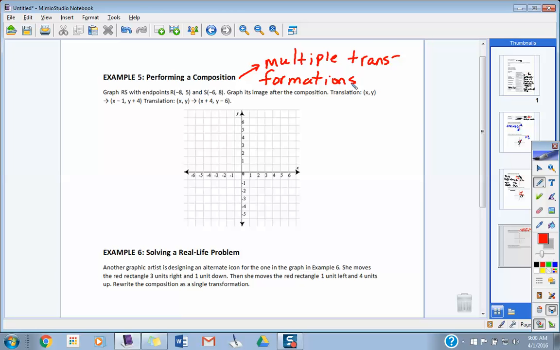All right, so here's the deal. It says graph RS with endpoints -8, 5 right here. Watch this right here. So let's do this. We're going to graph this vector RS with endpoints -8, 5.